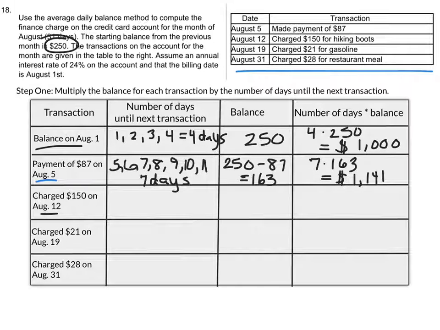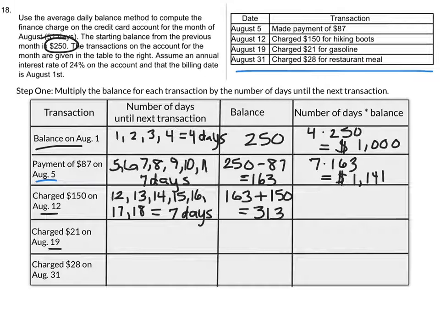We'll continue the process on the third row. I have a charge of $150 on August 12th. And the transaction after that is on August 19th. So I'll include the 12th, 13th, 14th, 15th, 16th, 17th, and 18th in my list. And if we count those number of days, I have 7 days. Now I want to look at the balance. I had a balance of $163, but since I made a charge of $150, I need to add $150 to this amount. When I add the two values together, I get $313. 7 times 313 gives me an amount of $2,191.